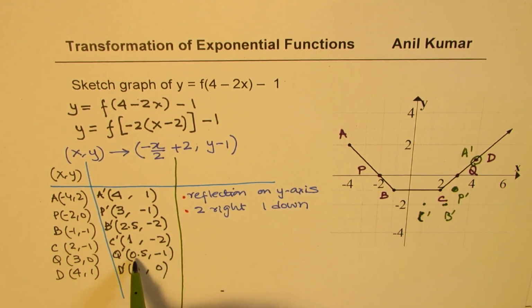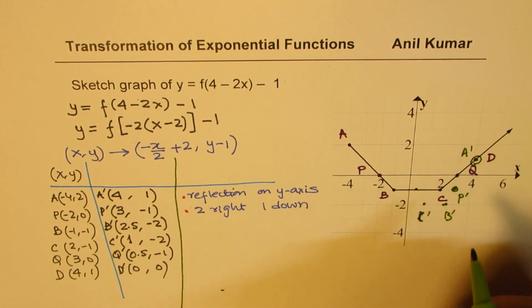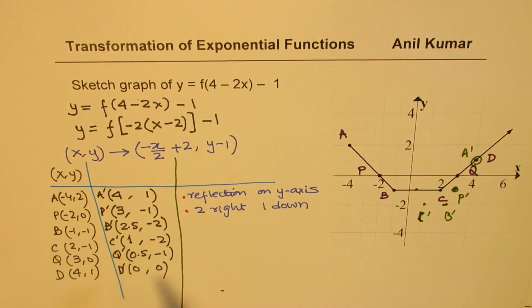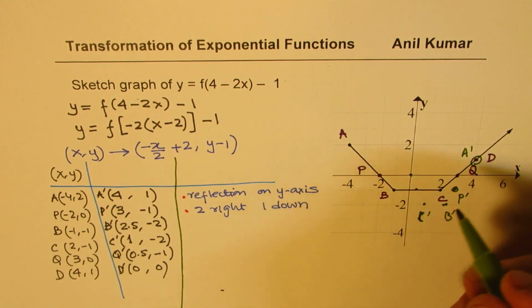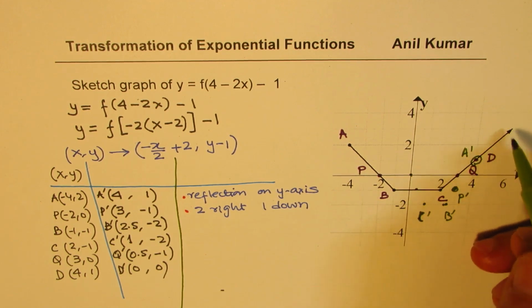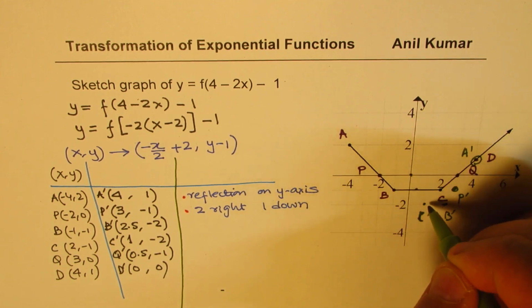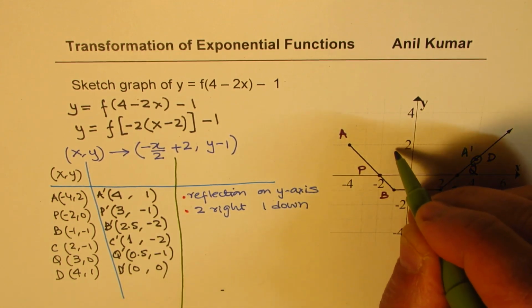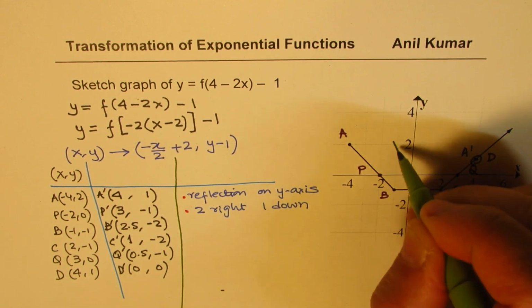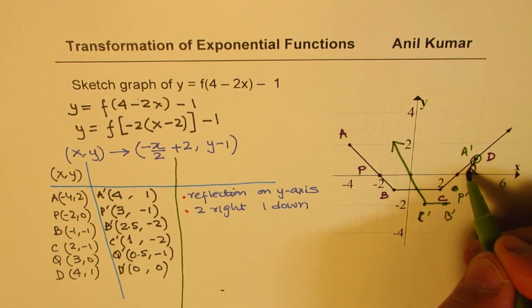Q dash, half, minus 1. So at half we have minus 1. And then at 0 we have 0. Correct? So that is how the graph is. Now, as you can see, this D is extended, right? So this graph here will have this arrow this side, right? So when you connect these points, you get an arrow like this. It extends to this side. And connecting here, we get a fixed point here.